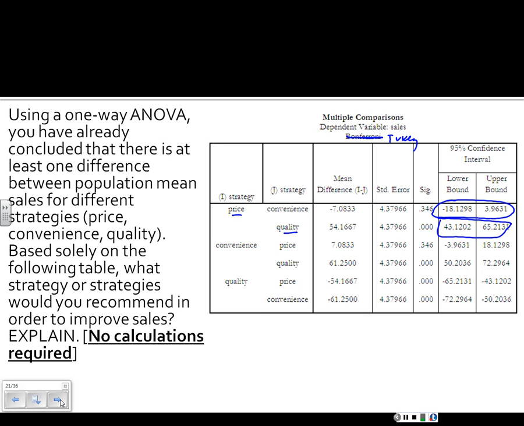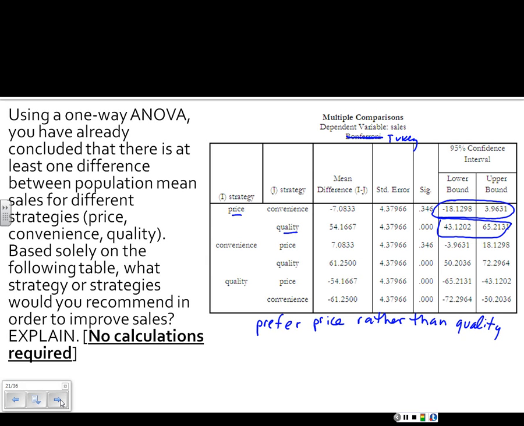We should prefer a price strategy rather than one based on quality. I know you're used to everybody telling you, well, we've got to be concerned with quality and everything. But if you're selling cheap crap, then price is more important than quality.